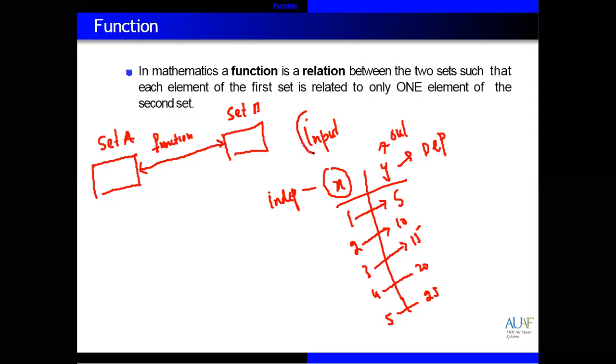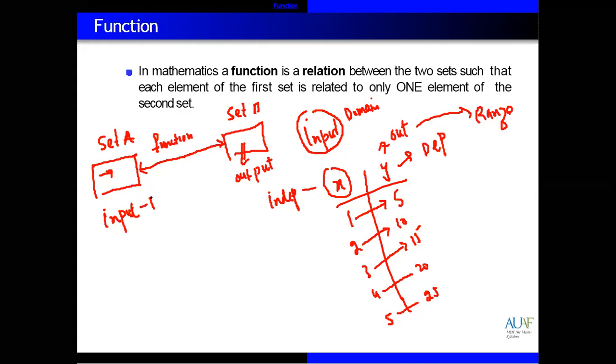The set of all input values is called the domain, and the set of all output values is called the range. For example, a function gets one value from set A, which is an input value, and produces another value in set B. It takes one value from set A and relates it with one value in set B. So all values of set B are output values.